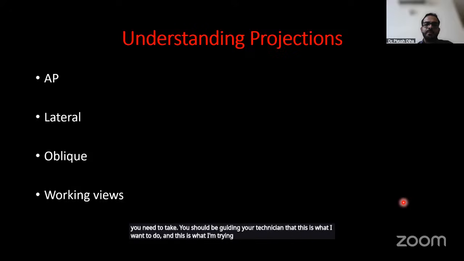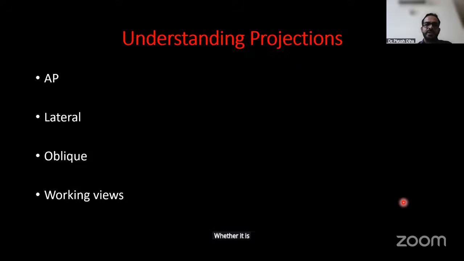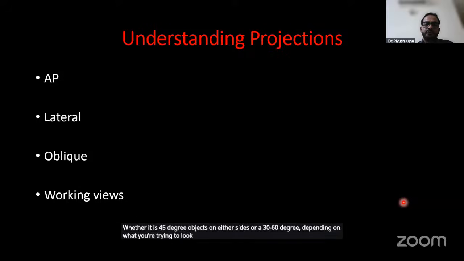You should be telling your technician, this is what I want to do and this is what I'm trying to look at. So the common projections that I use are, first, anteroposterior, then lateral, and then obliques, whether 45-degree obliques on either side or 30-60-degree, depending on what you're trying to look at. And if you find a particular pathology, aneurysms, or arteriovenous malformations, you need to take working views, because that would help you in planning the treatment modality.